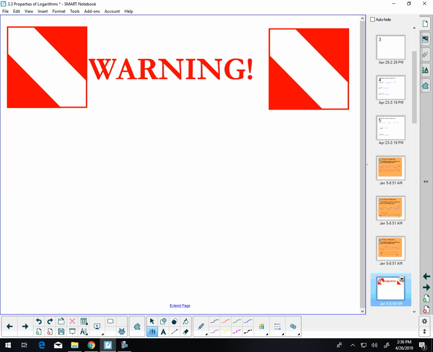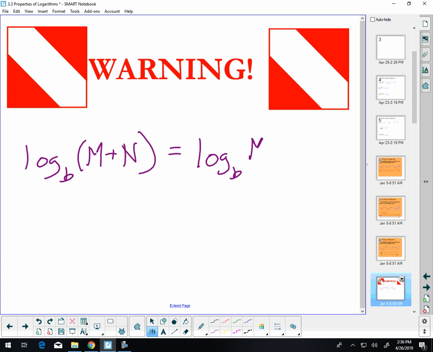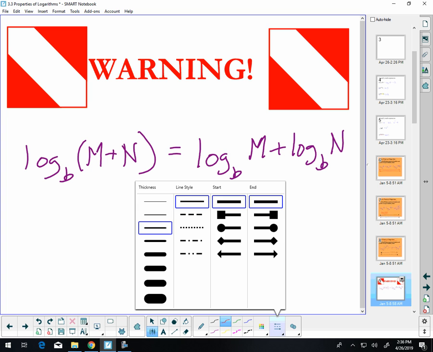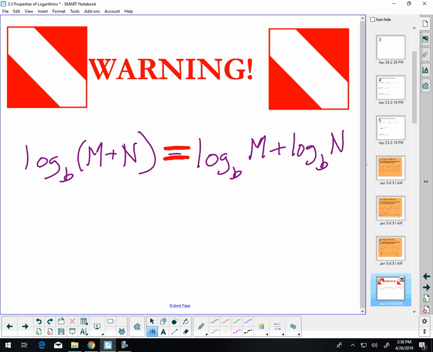Now, a couple of warnings here. These are things that people happen to do wrong. Some people try to take a single logarithm where we have m plus n and turn it into logarithm base b of m plus logarithm base b of n, but that is a big, big no-no. That is not true. It might be tempting, you might want to do it, but you can't.